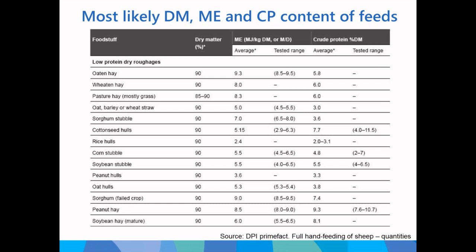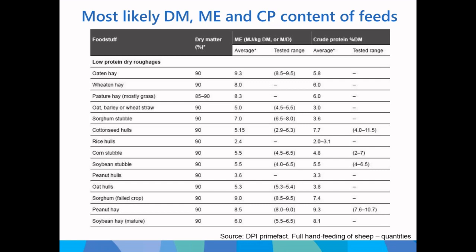But sometimes people may want to look around and see what is out there and have a bit of a guide of average quality for a range of feeds. Now, this is a table that you can access from either the DPI website or it's available in the drought management guide, which the department has put together. It gives you a couple of common feed types and a couple of uncommon feed types.